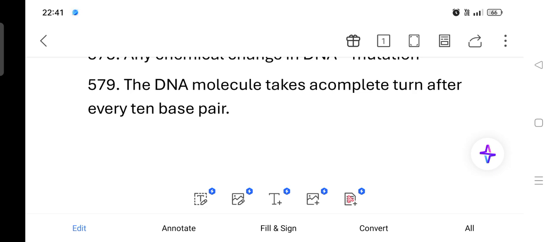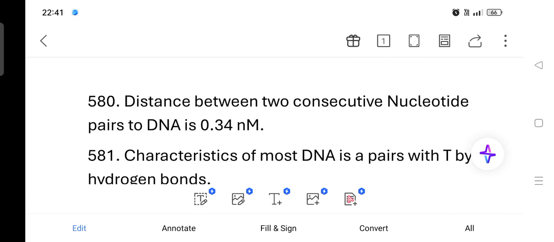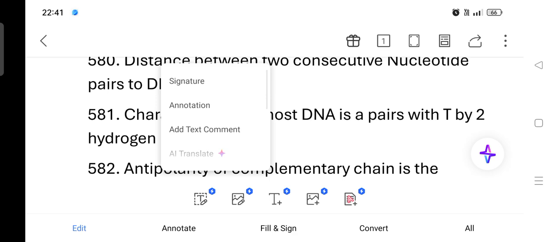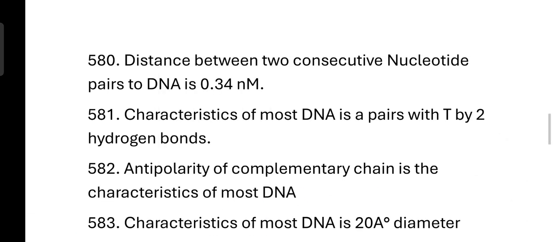The DNA molecule takes a complete turn after every 10 base pairs. The distance between two consecutive nucleotide base pairs of DNA is 0.34 nm.